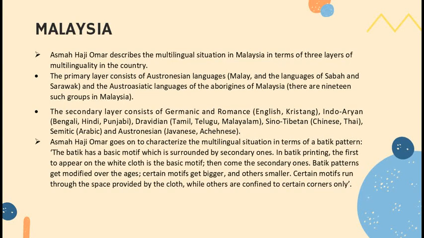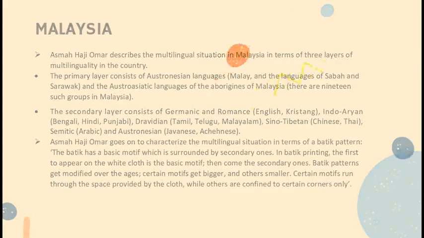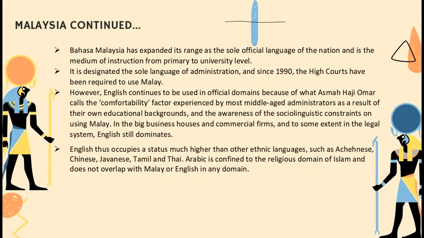The secondary layer consists of Germanic and Romance, Indo-Aryan, Dravidian, Sino-Tibetan, and Austronesian. Mahaji Umar goes on to characterize the multilingual situation in terms of a batik pattern. The batik is a basic motif which is surrounded by secondary ones. In batik printing, the first to appear on the white cloth is the basic motif, then come the secondary ones. Batik patterns get modified over the ages. Certain motifs get bigger and others smaller. Certain motifs run through the space provided by the cloth, while others are confined to certain corners only.